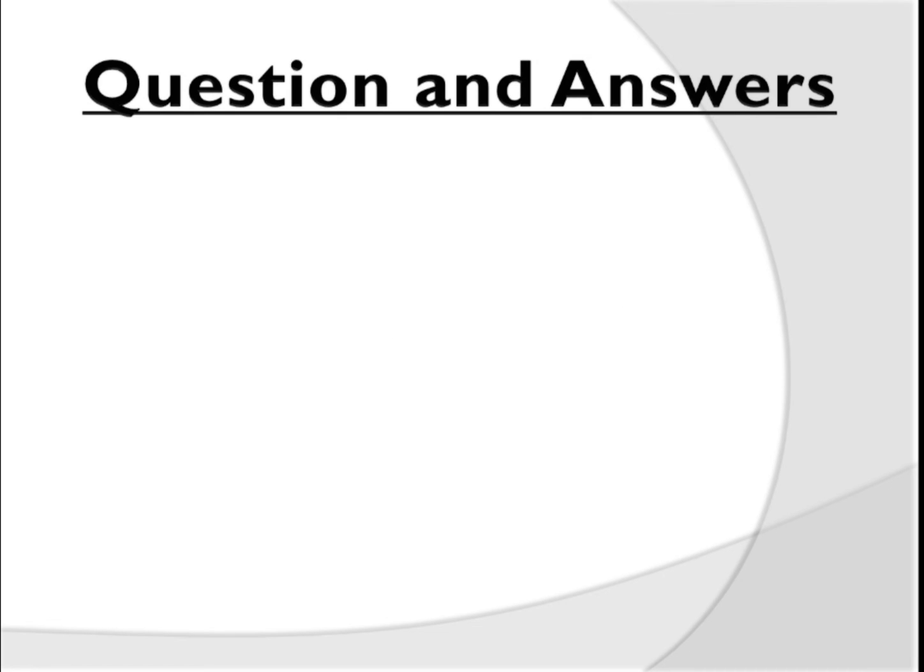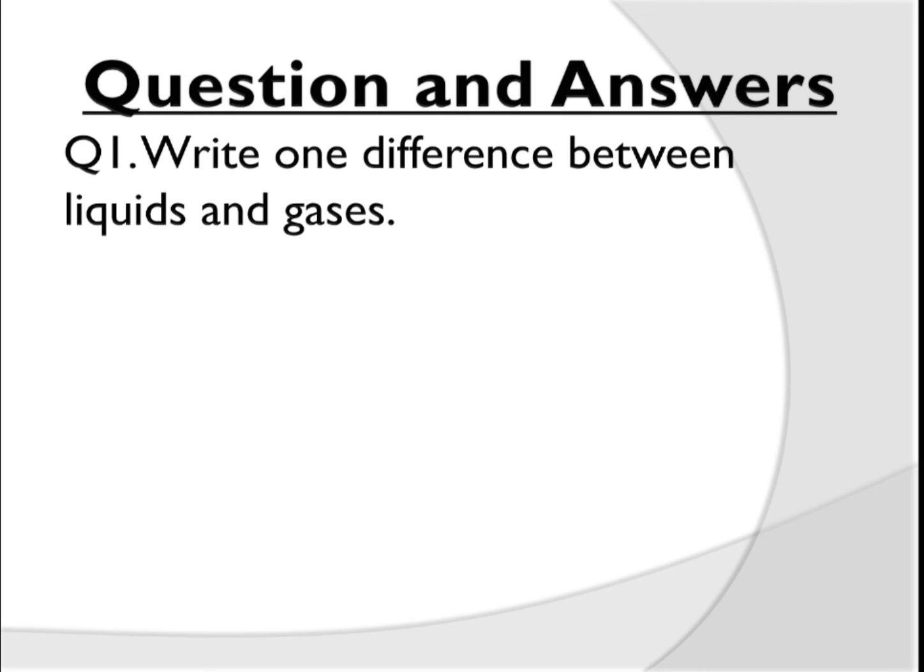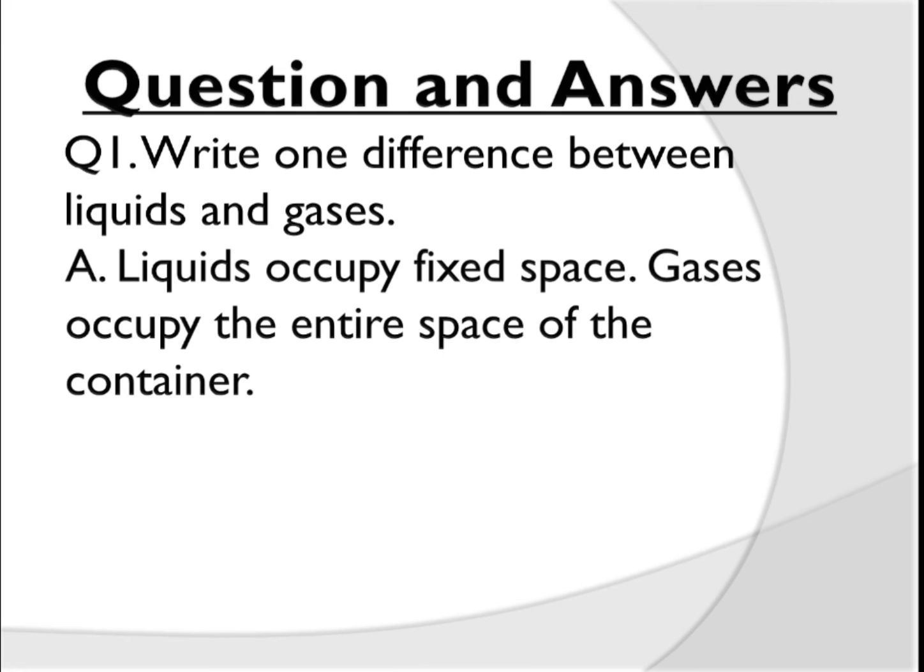Coming to your question answers, write one difference between liquids and gases. Liquids do not have a fixed shape, but they have a fixed volume, that is, the amount of space they occupy is fixed. But for gases, no shape, no fixed amount of space. So that's what you will mention. That means liquids have fixed space, while gases occupy the entire space of the container. That means they do not have fixed space.